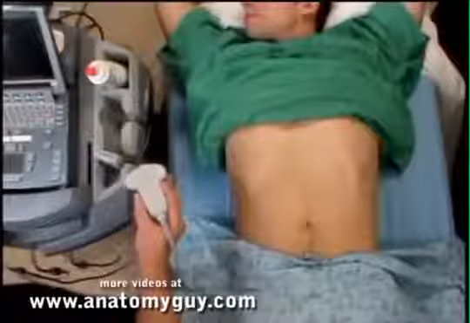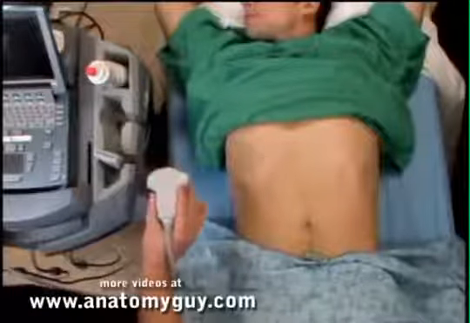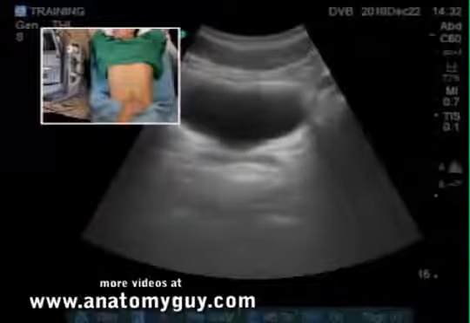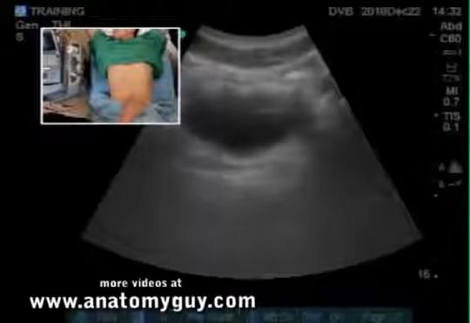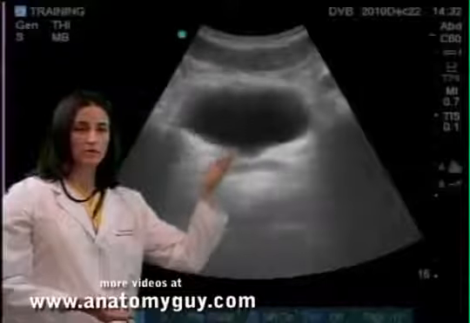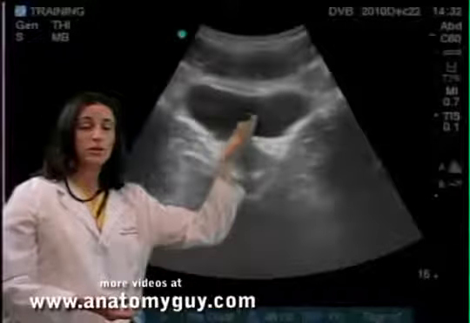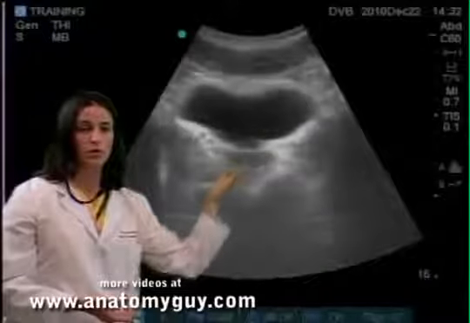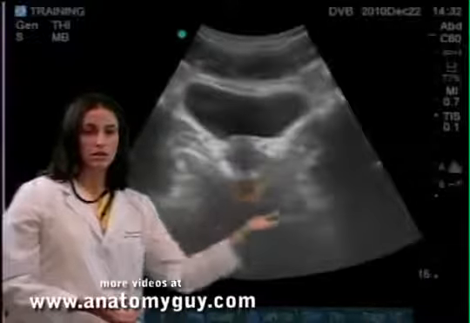Next, taking our ultrasound probe with the probe marker still facing the patient's right, we're going to place the probe above the pubic symphysis to look at the bladder. Scanning through, we see a normal bladder with hypoechoic fluid in the center of the bladder where we would expect to find urine, but no hypoechoic fluid outside of the bladder, and a normal prostate.